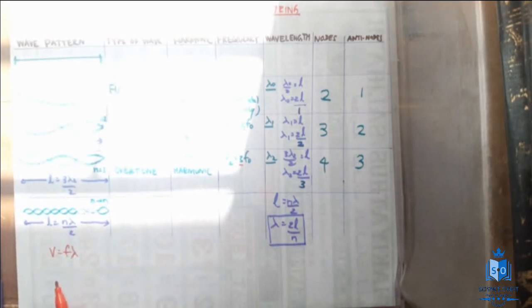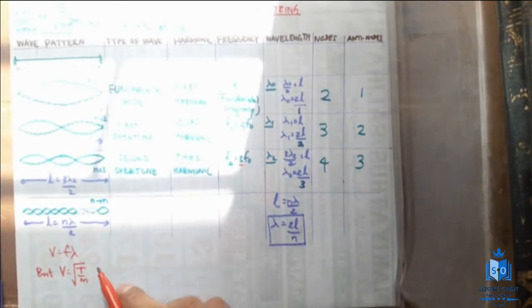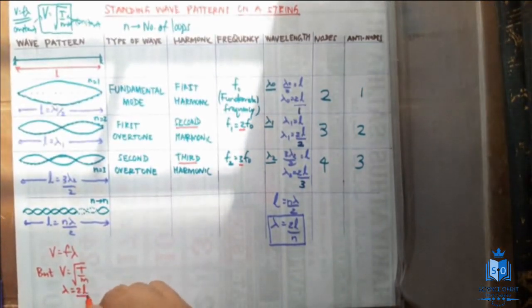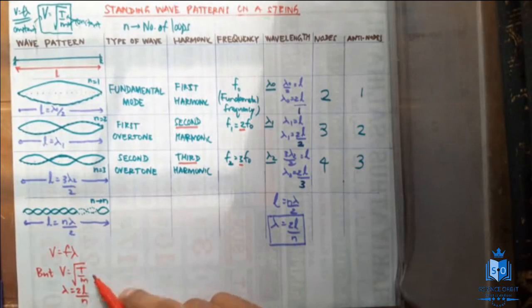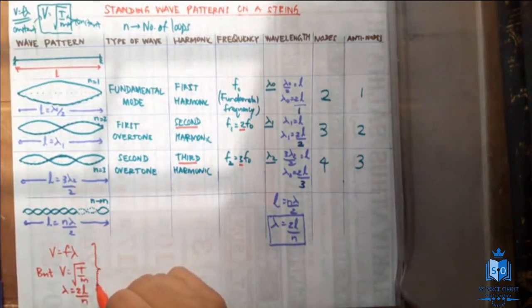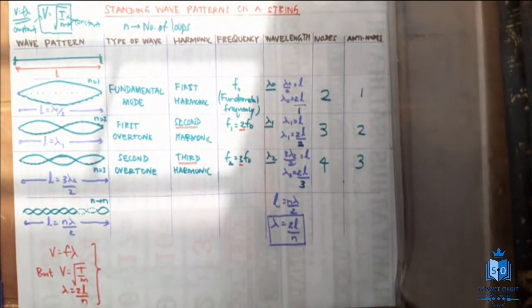This is where we started, right? But we know that v is equal to the square root of T over m, that is already derived, and lambda is equal to 2L over n. Okay, so when you compare all these things, you can come up with an equation like this.